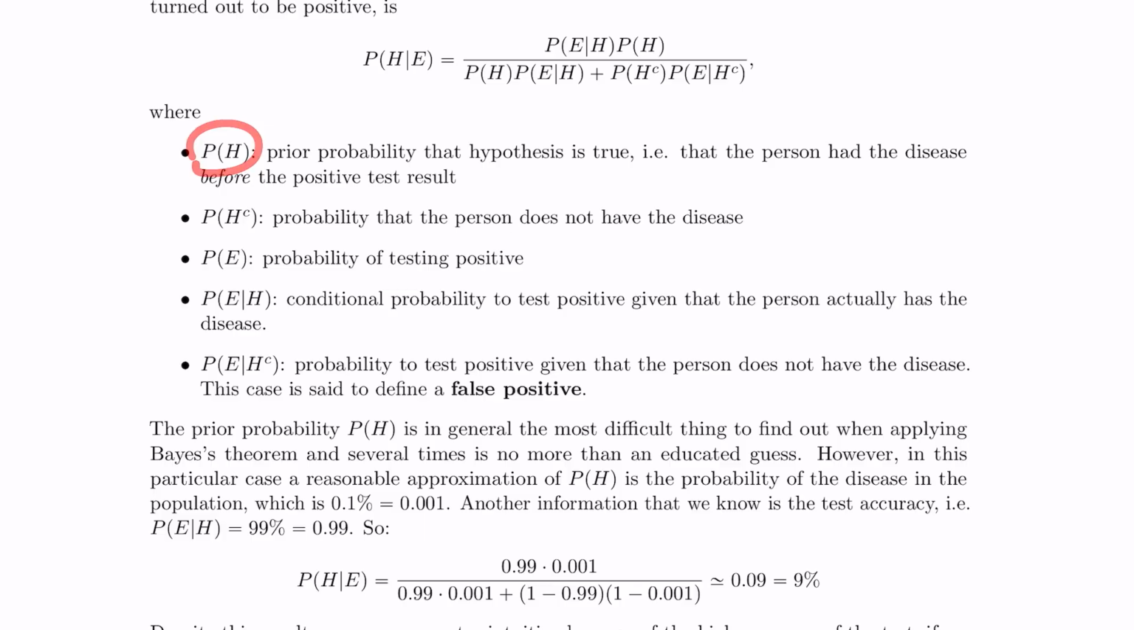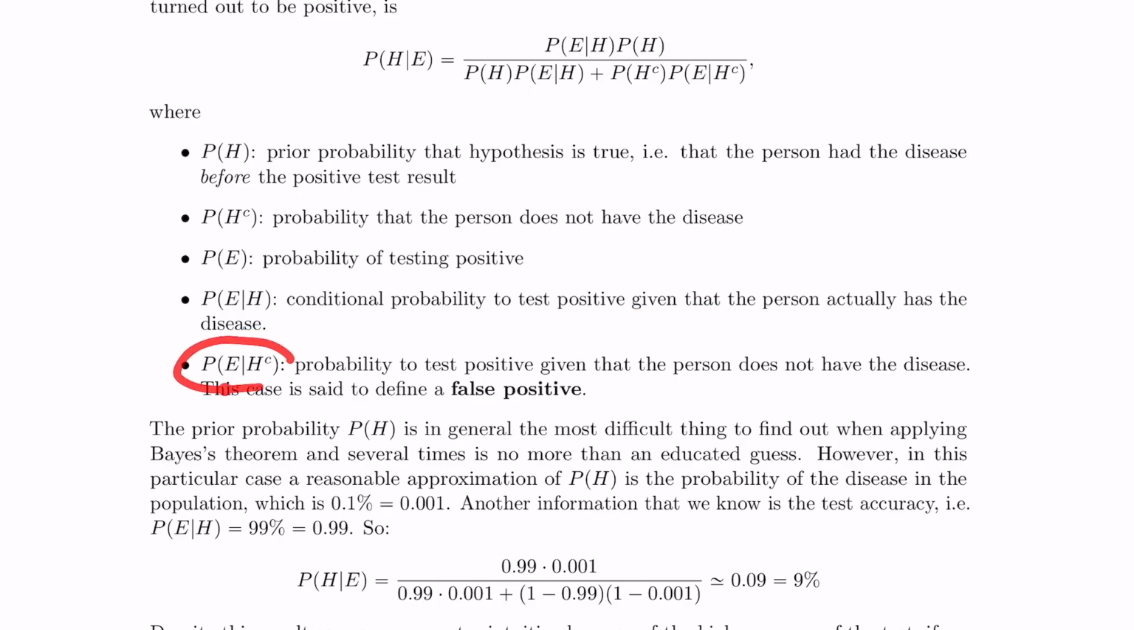P of H is the prior probability that the hypothesis is true. That is, the probability that the person had the disease before testing positive. P of the complementary of H is, of course, the probability that the person does not have the disease. P of E is the probability of testing positive, and this conditional probability is the one related to testing positive given that the person actually has the disease.